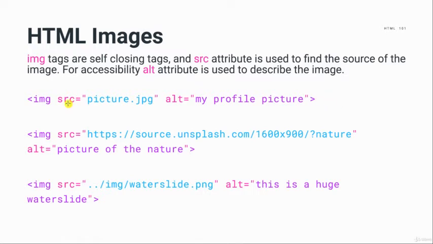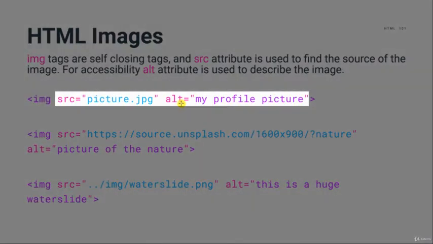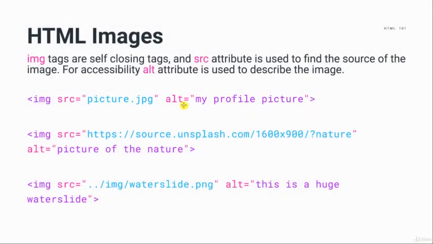So when it comes to image attributes, we use src, which is source, and we use alt, which is an accessibility attribute. So for the people who use screen readers, it describes the image if they cannot properly see it. You can either link the image locally on your desktop or directory, or you can link it from unsplash.com or whatever free resource images you can find.